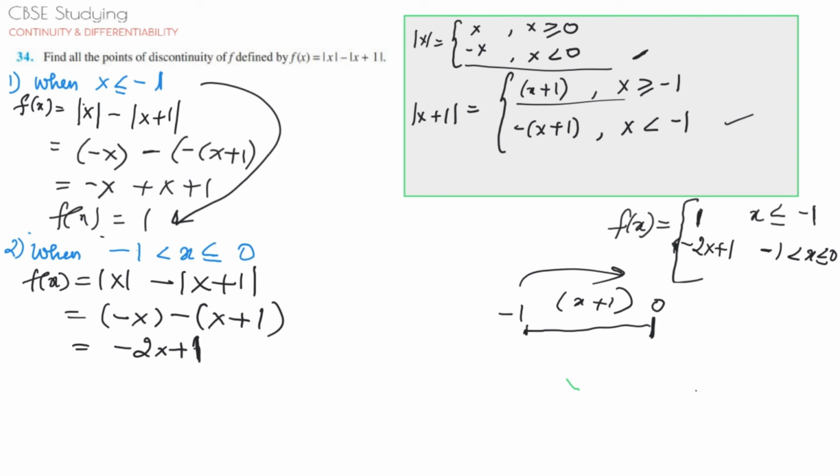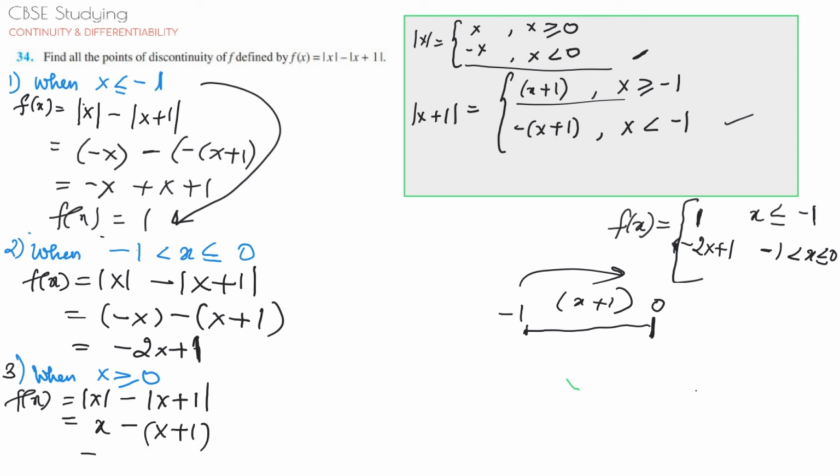Next is the third case when x is greater than or equal to 0. Now, when x is greater than 0, what is happening? x is positive. And when x is greater than or equal to 0, what is the value of x plus 1? Greater than 0 means definitely greater than minus 1. That means again x plus 1 is positive over here. Both will be positive. So minus x plus 1. When you open the bracket, this minus sign also changes. You get x minus x and x gets cancelled, and here you get minus 1.